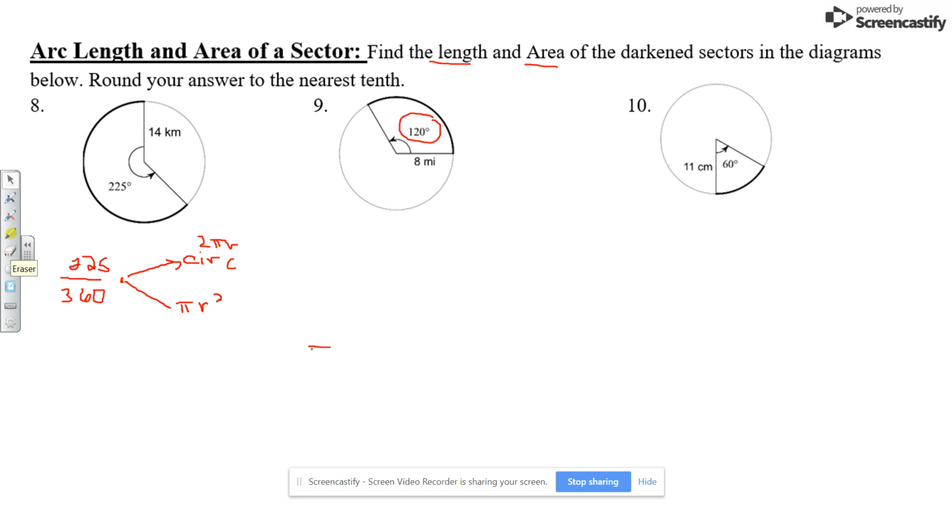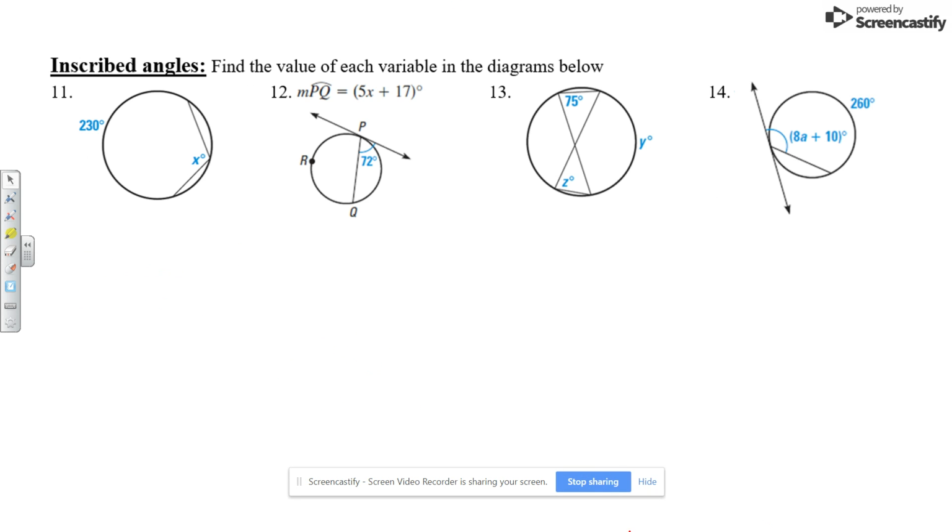Now again, if you learn this with proportion, or if you want to try using proportion, that works too. So the degrees out of 360, and then the circumference or the area part would go here. The only thing you really have to be careful of is that you don't get the wrong value for your degrees. Okay, I'll do a different video for this point.